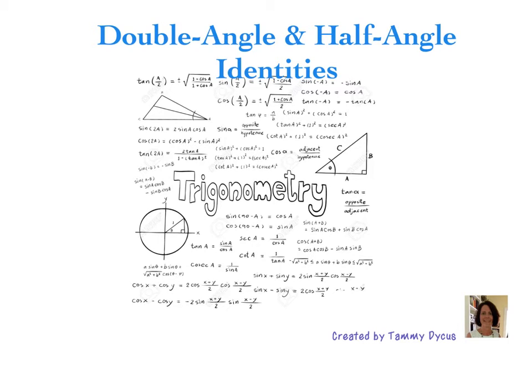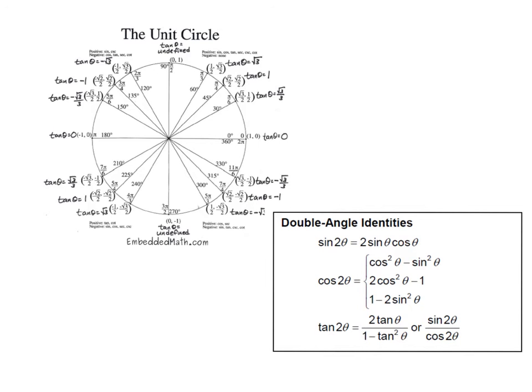Double angle and half angle identities. For this section, we'll need the unit circle, and we'll also need the double angle and half angle identities. So if you could have those on a piece of paper in front of you, they are on Point Learning, and it would be helpful to have those.